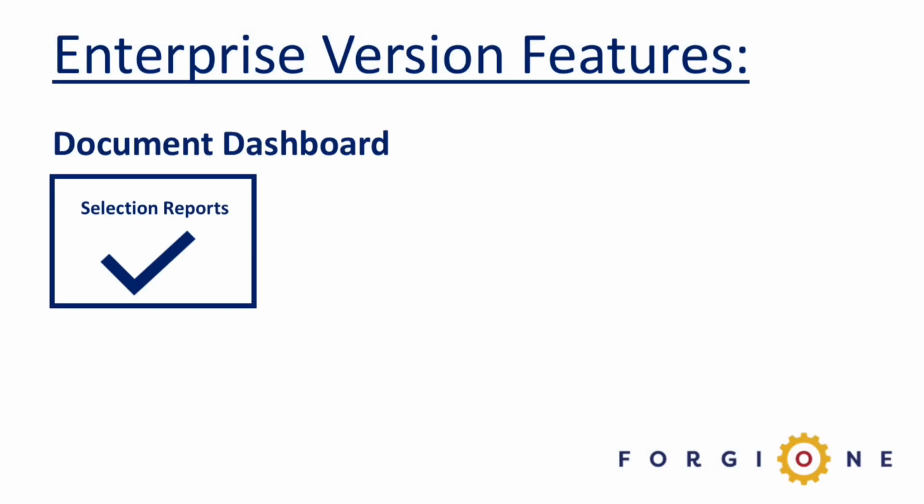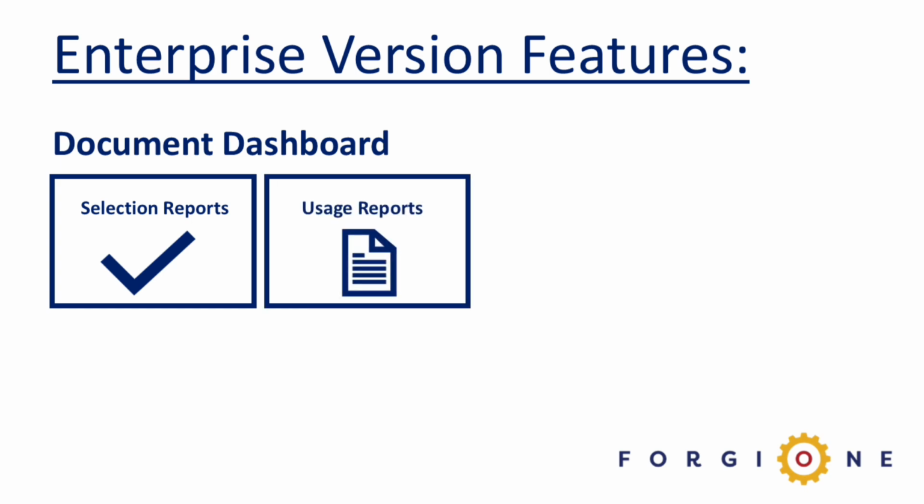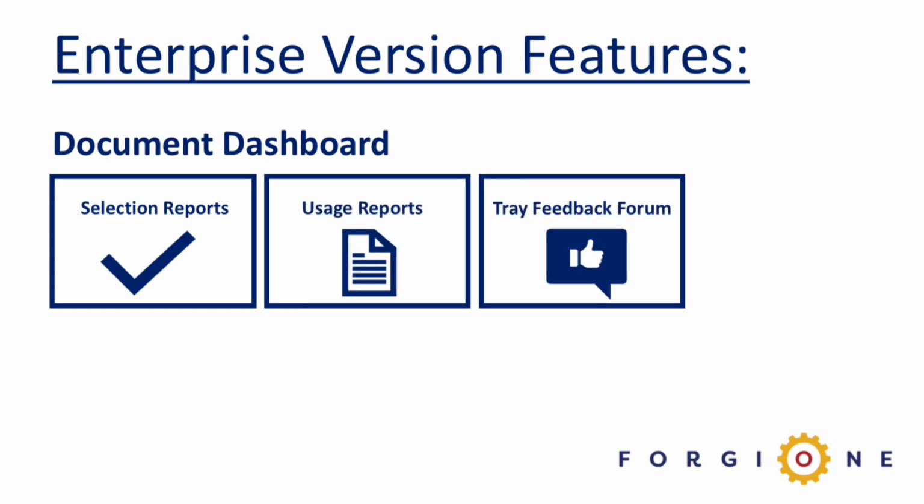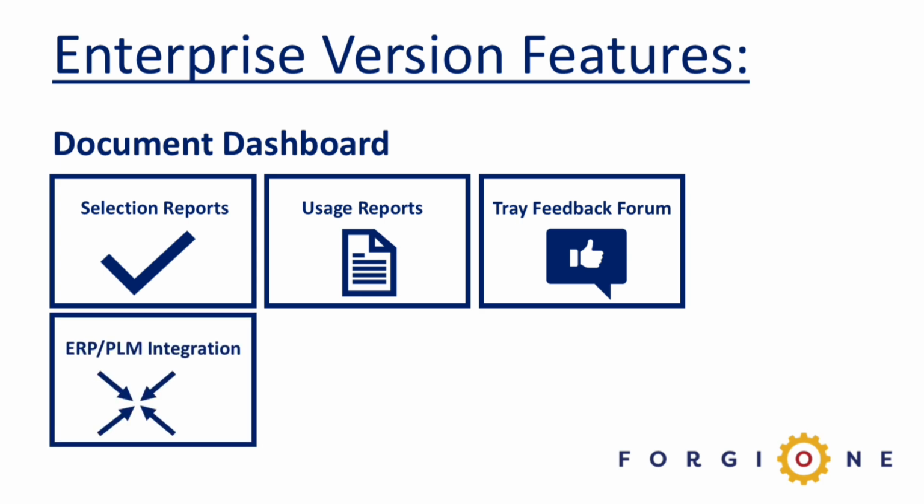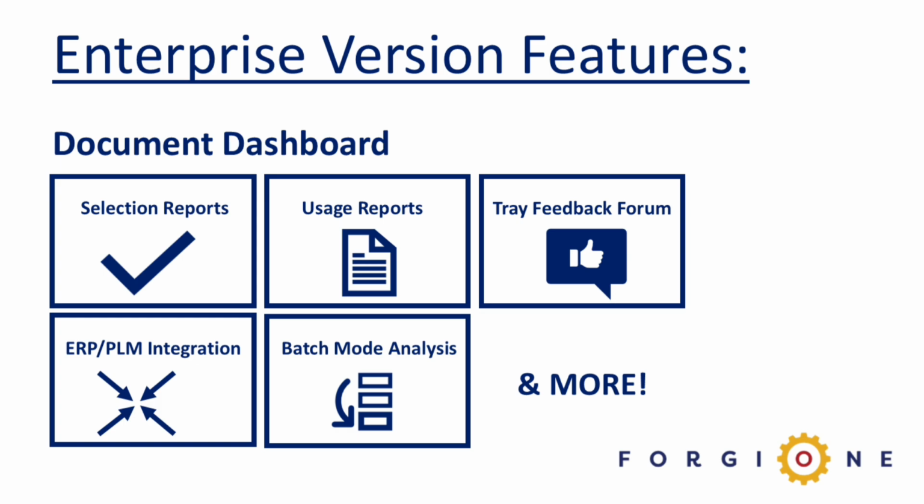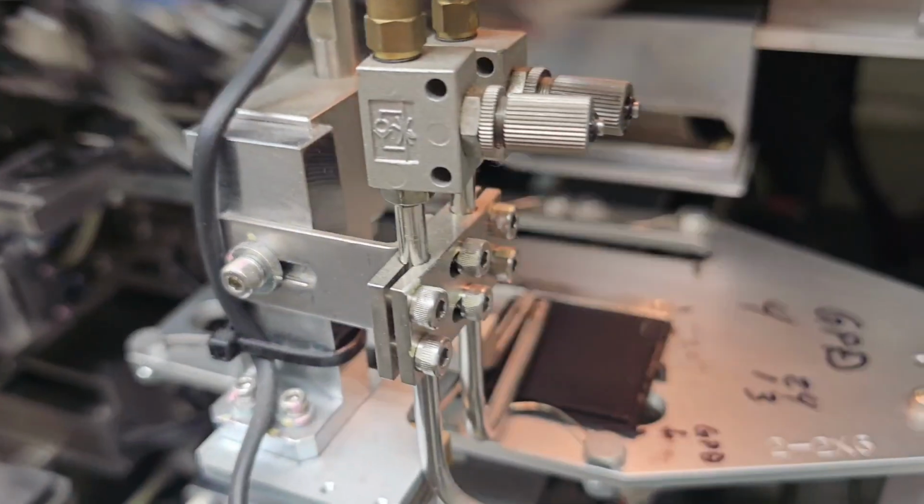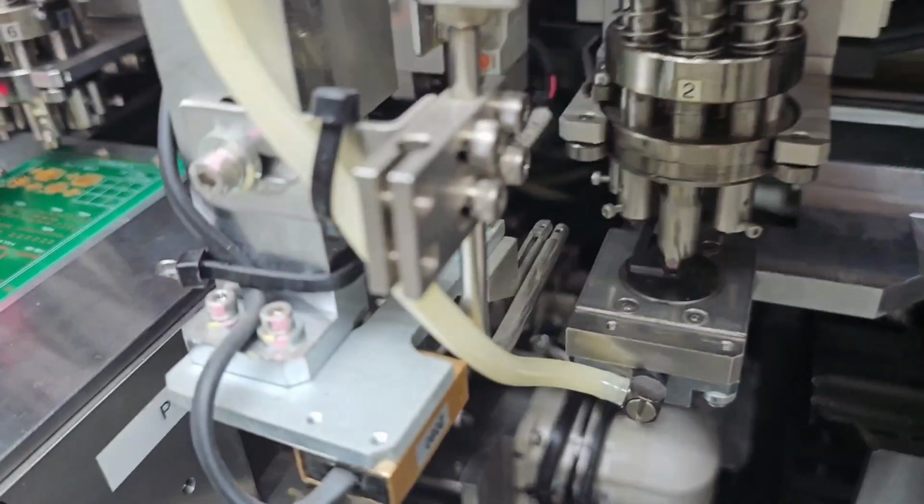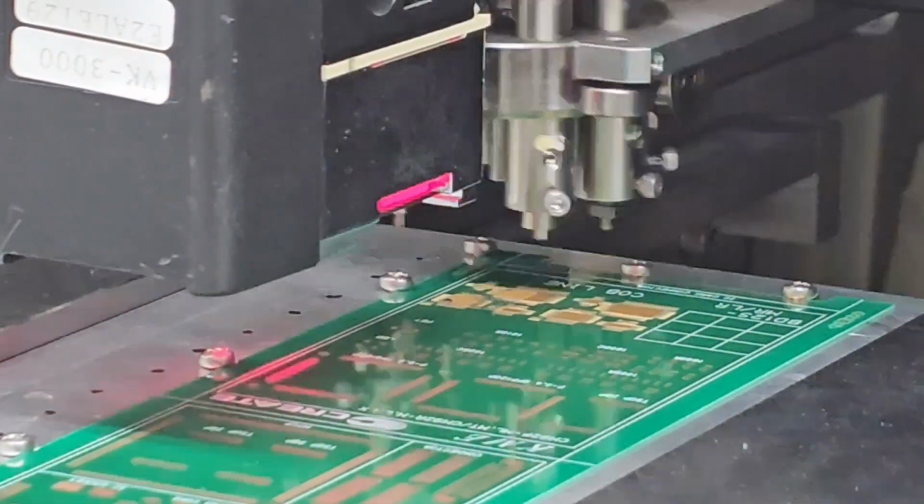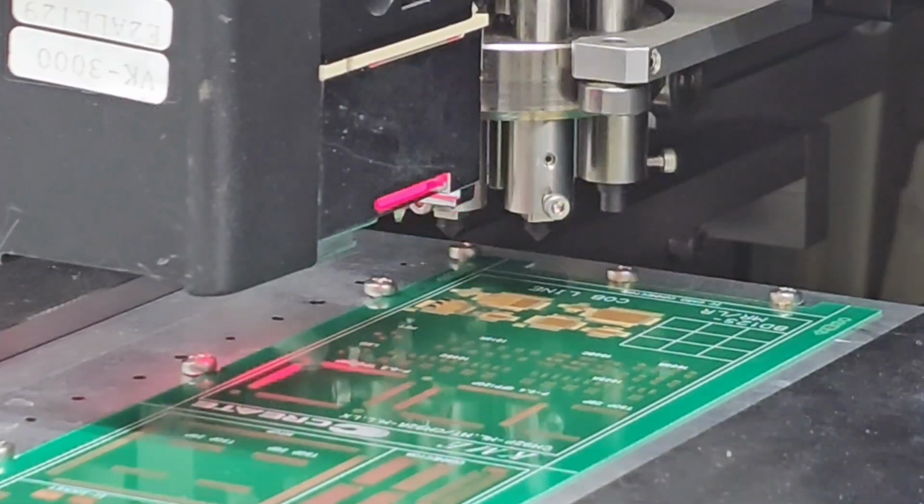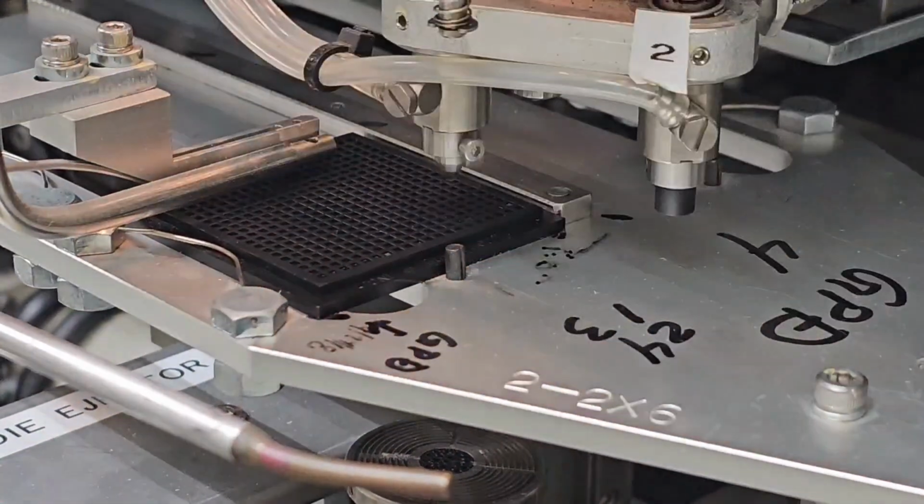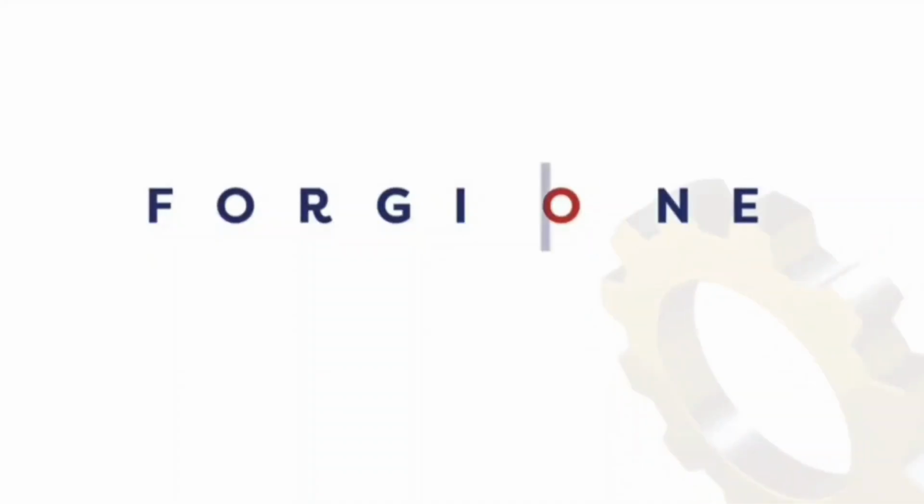Enterprise versions of the app suite allow for selection report approval routings to management, usage reports with data from the factory implementation, forums for tray feedback from employees across your organizations, read-only syncs to ERP PLM systems, batch mode analysis for an entire bill of materials, and more. Small company? No problem. We offer a Pro and Essential tier with various levels of features and offer a one-time selection option to select the best packaging and generate a report for one component.